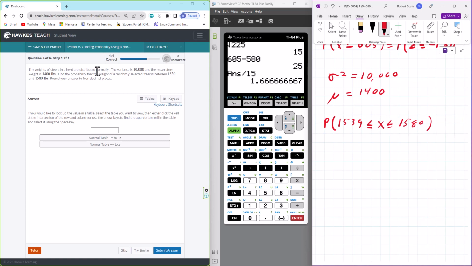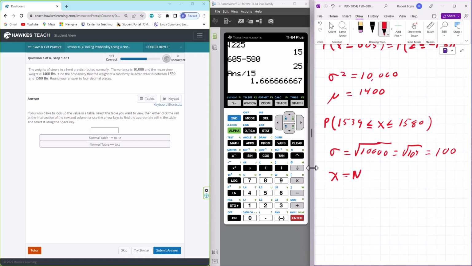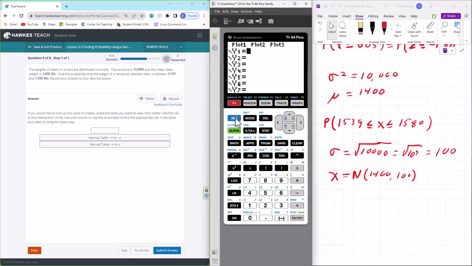Before we do this, we need to figure out what the standard deviation is. If the variance is 10,000, then the standard deviation is going to be the square root of 10,000, which is the square root of 10 to the 4th, which is 10 squared, or 100. And that means that we have a normal distribution with a mean of 1400 and a standard deviation of 100. And we can figure this out using our calculator.